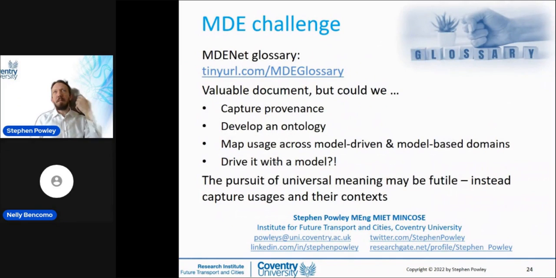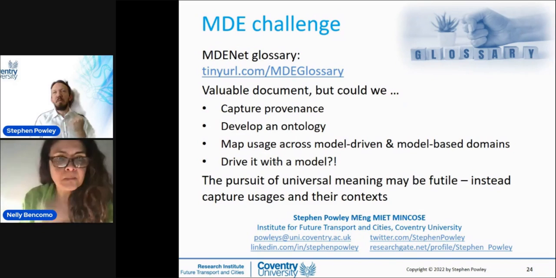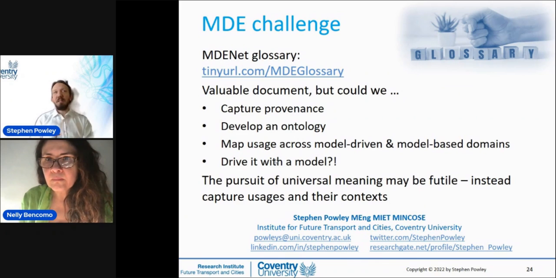So my challenge here is that we've got an MDE glossary, part of MDENet, which is a very good glossary. It's a valuable document, but could we capture the provenance of the terms and recognize the fact that those terms are used differently in different places by different communities? Could we develop an ontology that expresses the glossary with more clarity? Could we map usage across model-driven and model-based domains? And could we drive the whole thing with a model? I think the answer to all of those is yes.